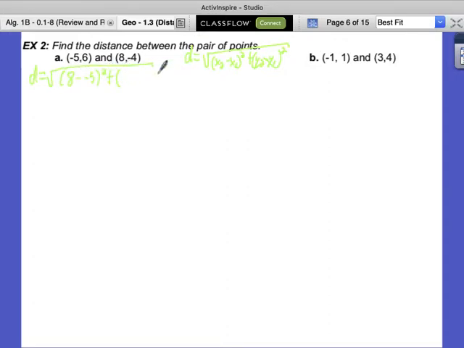Plus, now we have to do the y's. Would you rather do 6 minus -4, because those are the y's, or -4 minus 6? 6 minus -4, okay, we'll do that, Tony. We don't care which one we do, we just have to choose one of them. So go and write this down. It didn't matter which one we chose.